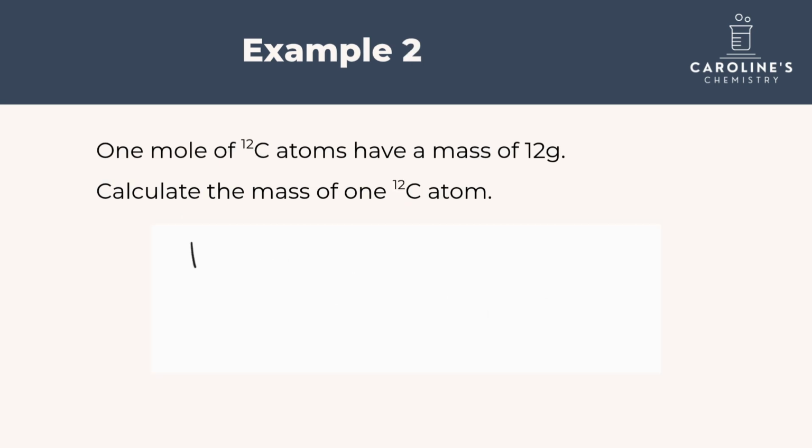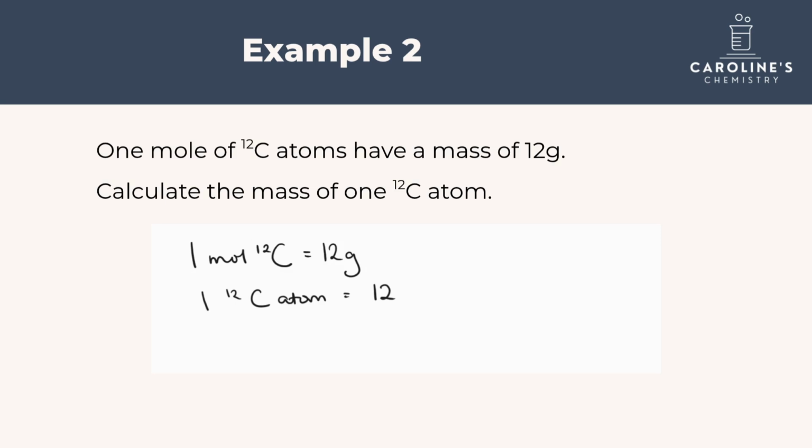This time, 1 mole of carbon-12 atoms is equal to 12 grams. Now remember, a mole represents a number, 6.02 times 10 to the 23. So in order to find the mass of 1 carbon atom, I'm therefore going to take that 12 grams.